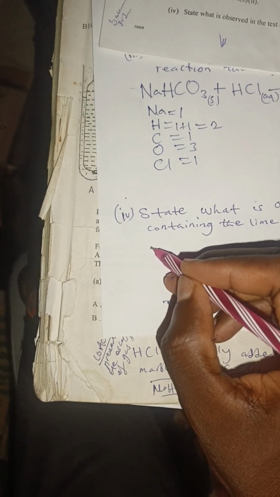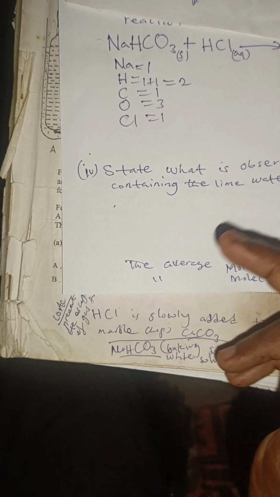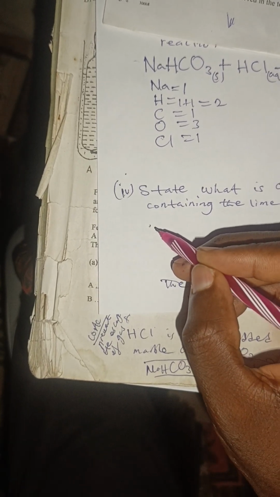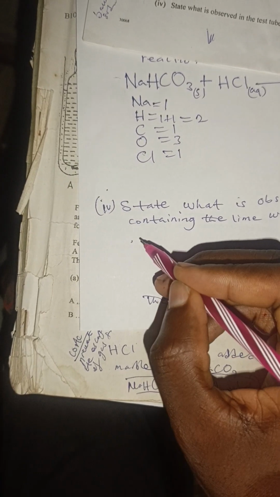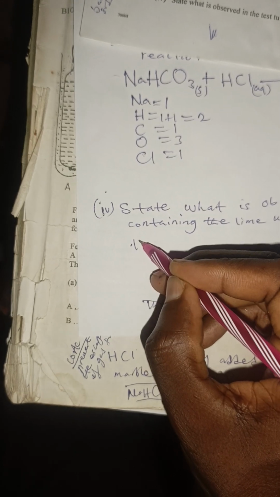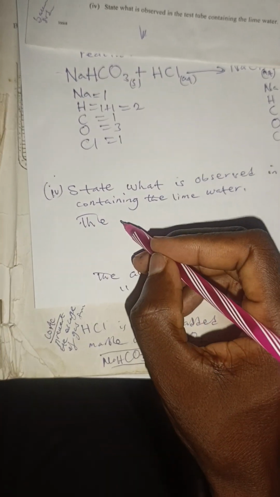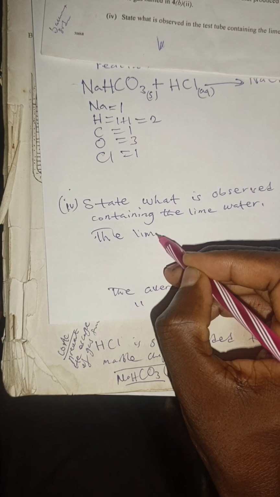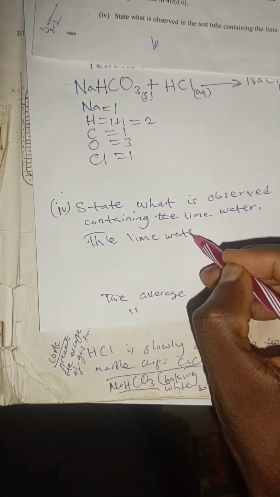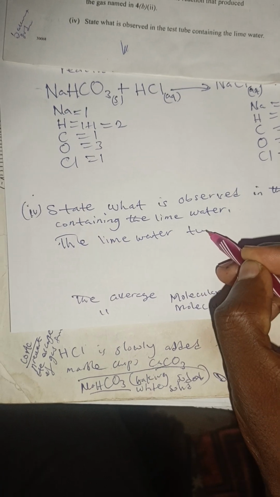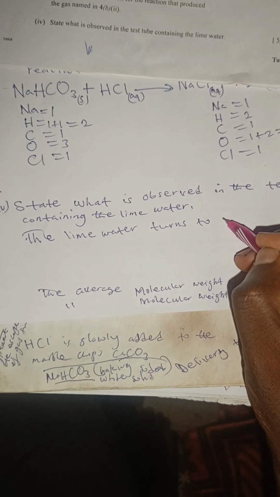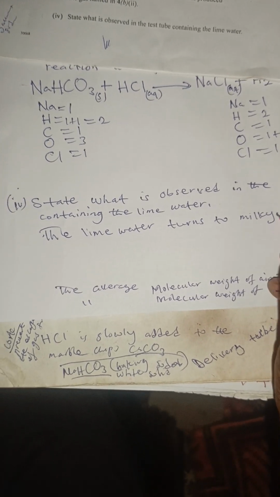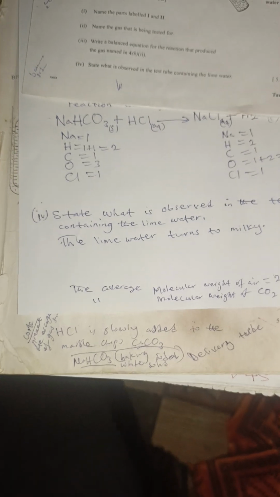State what is observed in the test tube containing the lime water. So what we will observe there is that the lime water will turn milky. In simple terms, the lime water turns milky. So this was the question.